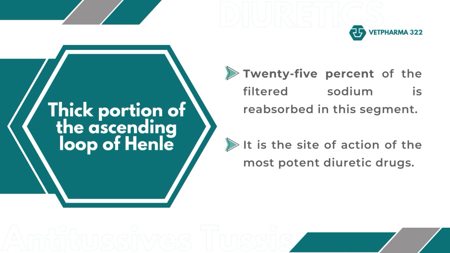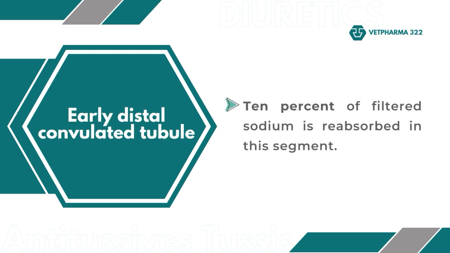The thick portion of the ascending loop of Henle, 25% of the filtered sodium is reabsorbed in this segment. It is the site of action of the most potent diuretic drugs. The early distal convoluted tubule, 10% of filtered sodium is reabsorbed in this segment.